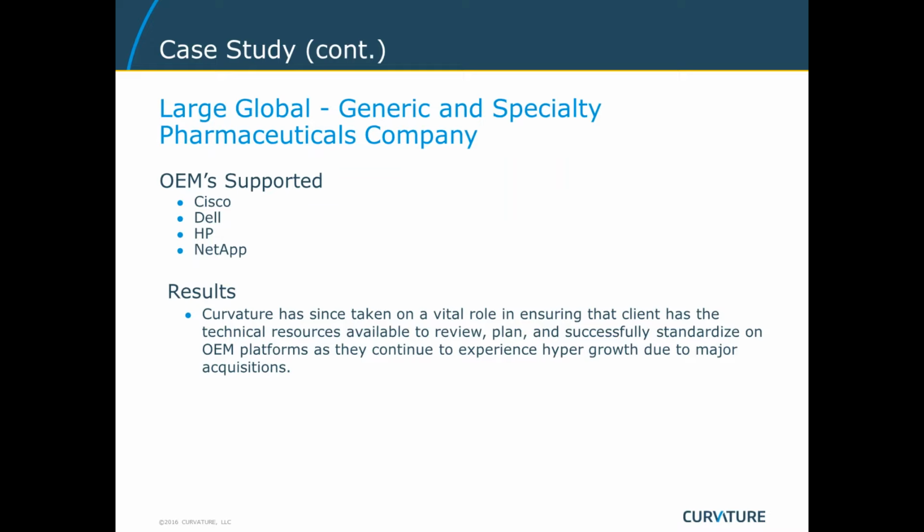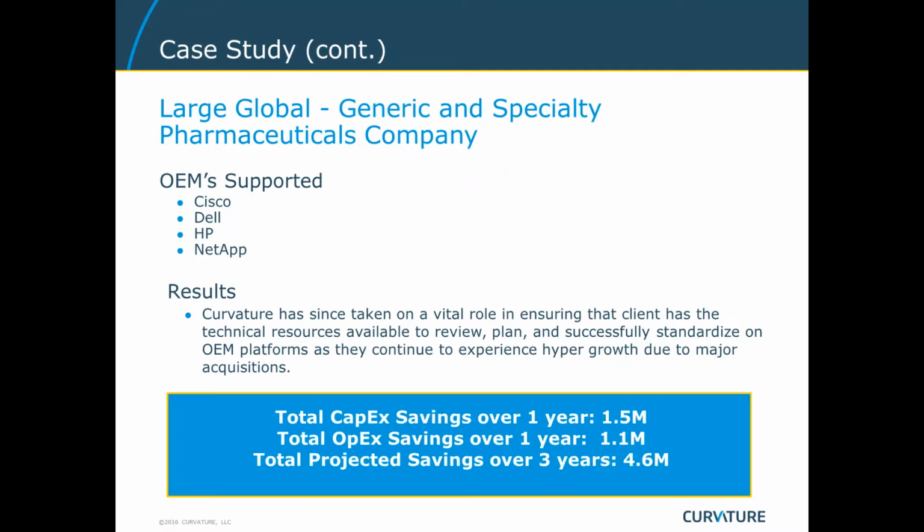In this case, the same company has the typical OEMs that are supported: Cisco, Dell, HP, NetApp, the traditional large OEMs that you see. We have seen that Curvature, in this case, took the vital role in making sure that the customer's environment is up and running. And at the end, the CapEx savings we saw was $1.5 million in the year. OpEx savings was a little over $1 million a year just in the first year. And just on the networking side, the total projected savings over 3 years is pretty significant.